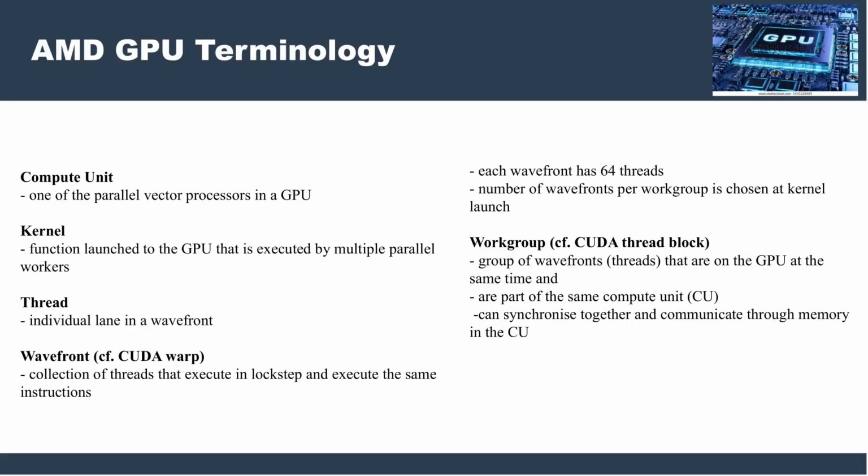In AMD GPU terminology, a compute unit is a parallel vector processor. A kernel is a function executed by multiple parallel workers. Threads are individual lanes in a wavefront, which consists of 64 threads executing in lockstep. Workgroups, akin to CUDA thread blocks, are groups of wavefronts within the same compute unit, enabling synchronization and communication.